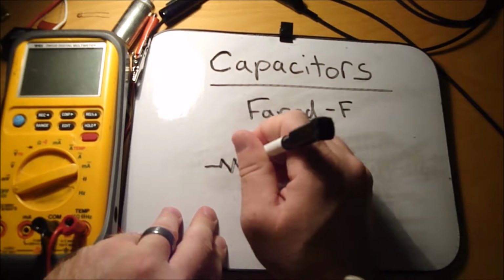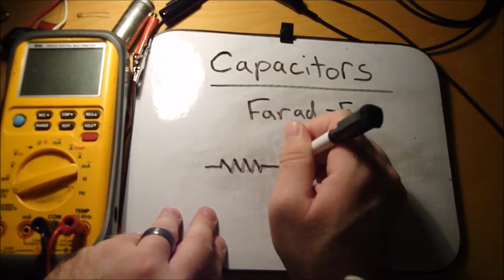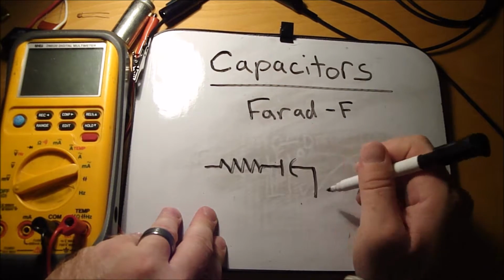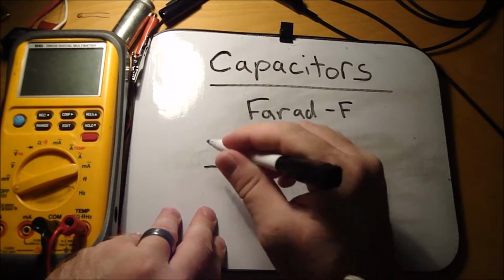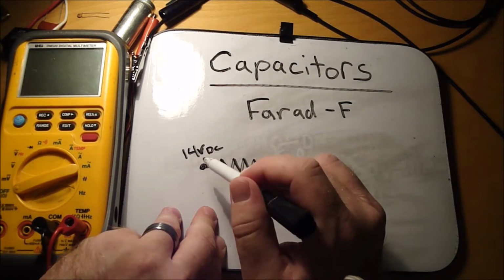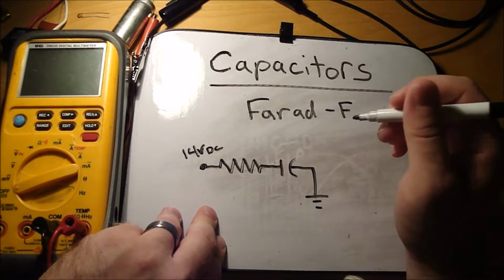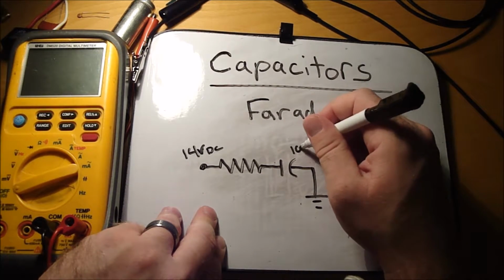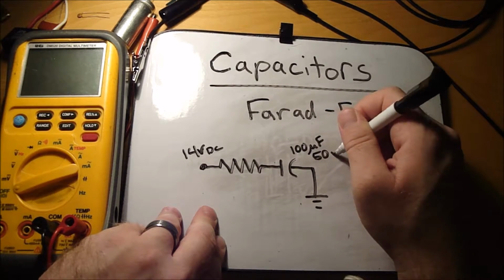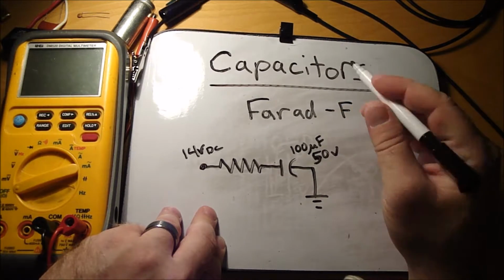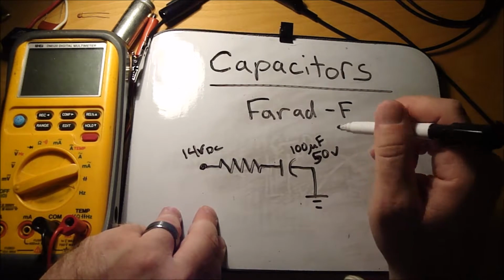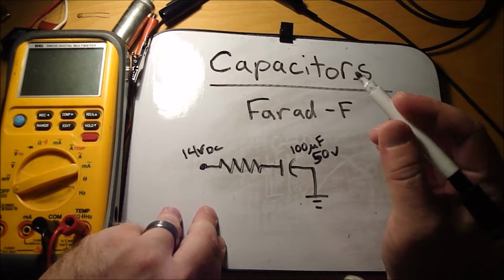If you got a resistance in series with the capacitor, that will determine the amount of time it takes for this capacitor to reach the supply voltage. So we got our 100 microfarad 50 volt capacitor. That capacitor can handle 50 volts maximum, but we're only going to supply 14 volts to it.